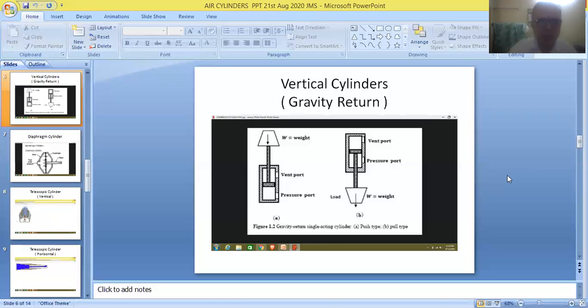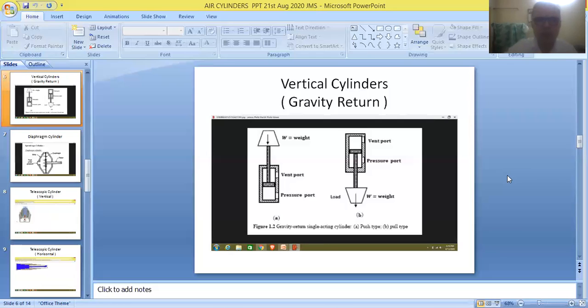And similarly, if the supply to the cylinder is cut off, by virtue of gravity the piston will begin to move in the downward direction, and that is used for moving the load in the downward direction. Whatever may be the case, these kinds of cylinders are used for pushing loads in the upward direction.